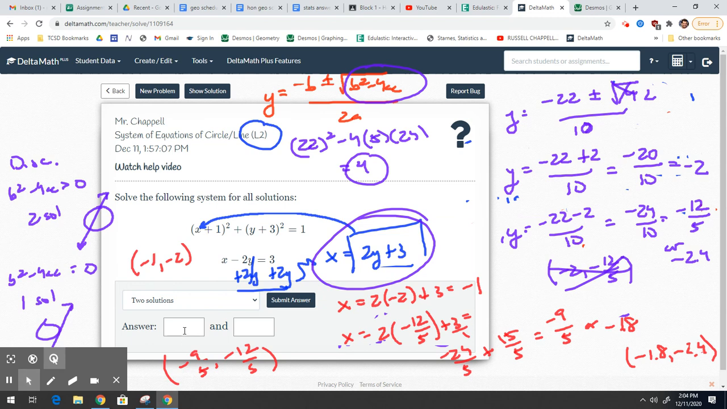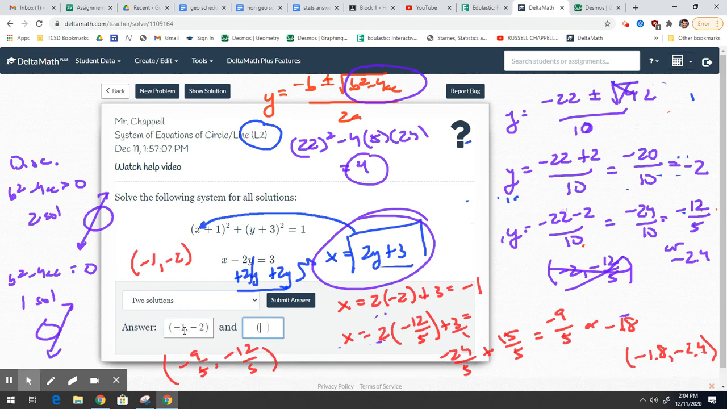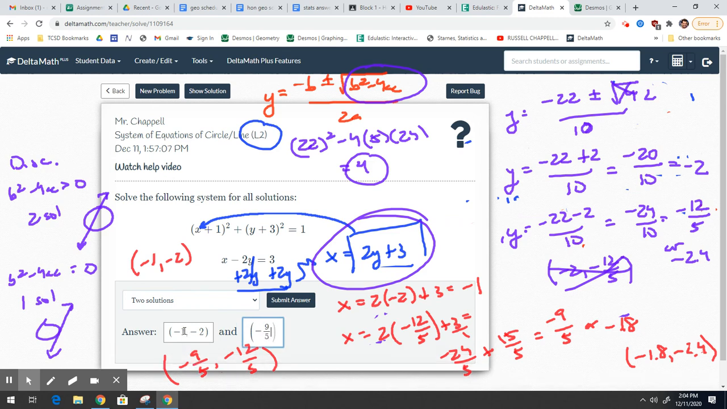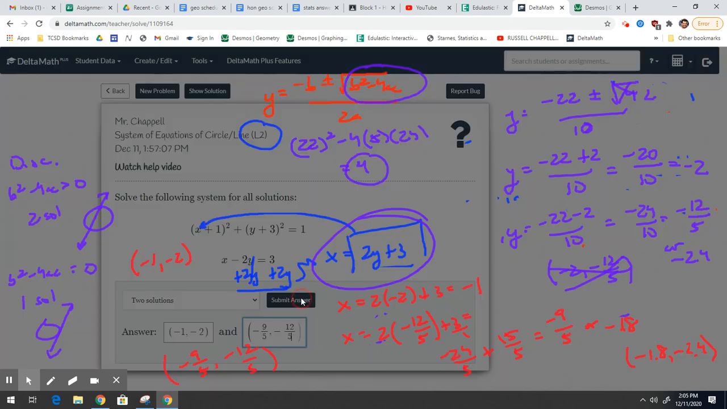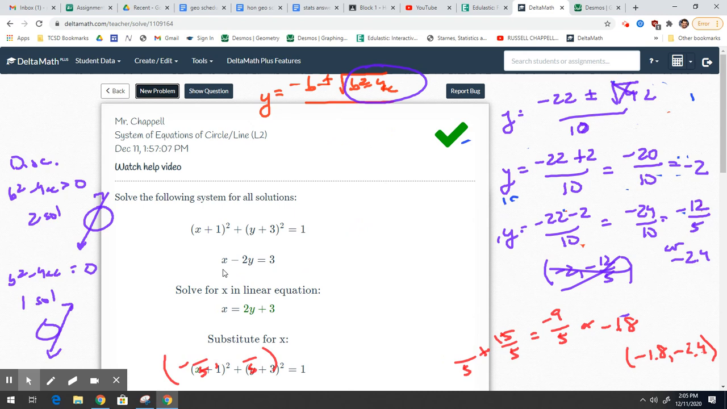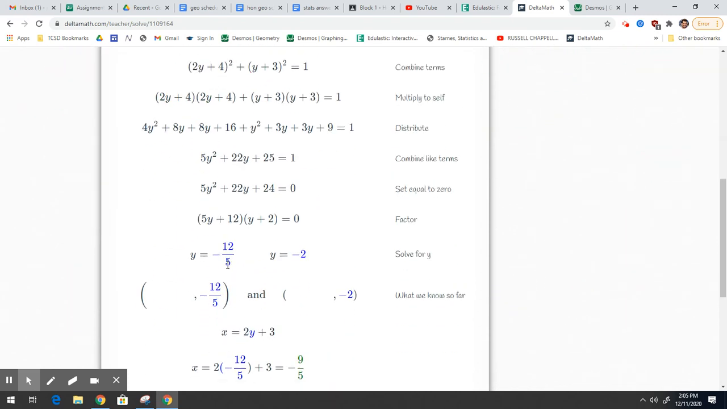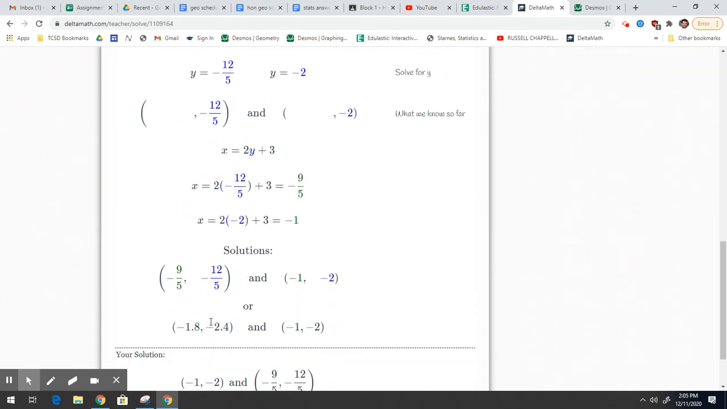I did get two solutions. The first one is negative 1 comma negative 2. And the second one is negative 9 fifths comma negative 12 fifths. Let's submit our answer. Let's see if all this was worth it. And it was. And again, if you scroll down, look, they do accept both the fraction or the decimal answers.